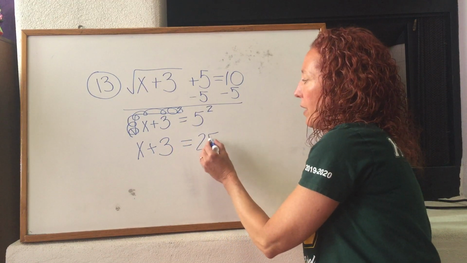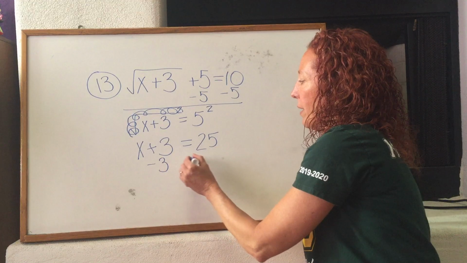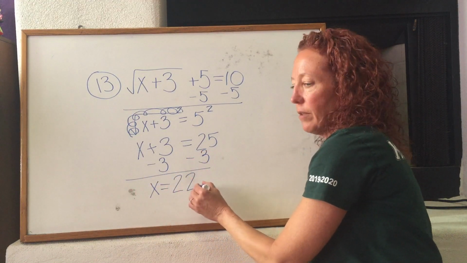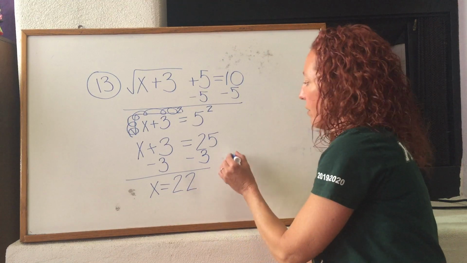5 times 5 is 25. Take that 3 to the other side. And we have x is 22. And so the answer is C.